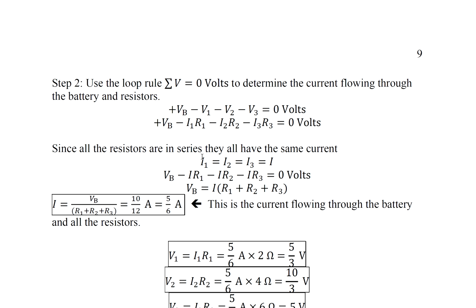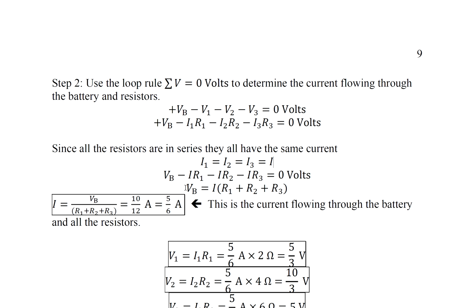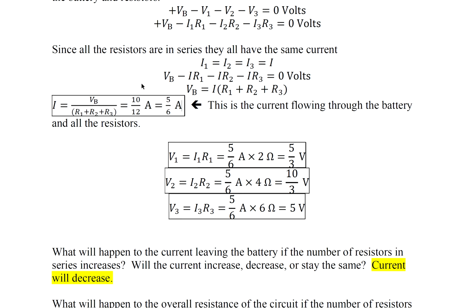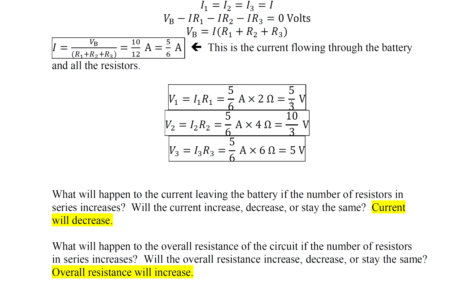Since they're all in series, they all have the same current. So now we could just factor out the I. This is the current flowing through the battery and all the resistors, 5 over 6 amps. Now we know V equals IR, so now we could just plug in V1 equals I1R1, V2 equals I2R2, V3 equals I3R3. And if we add up these 3 voltages, it should equal 10 volts, which is the same voltage of the battery.